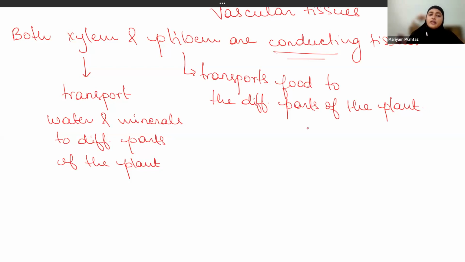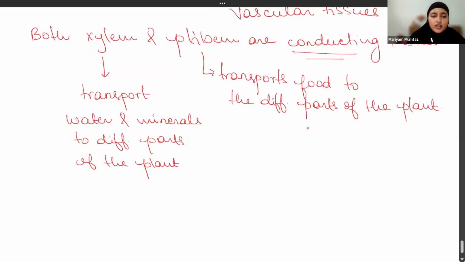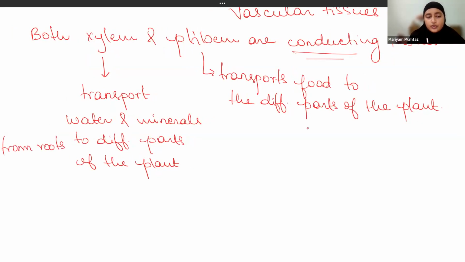Okay. See, the reason why xylem transports water and minerals from the roots is because water is absorbed by the roots only, isn't it? That is why the water from the roots, as soon as it is absorbed, needs to get transported to the different parts of the plant. That is why the xylem transports water and minerals. You can write here, water and minerals from roots to the different parts of the plant.